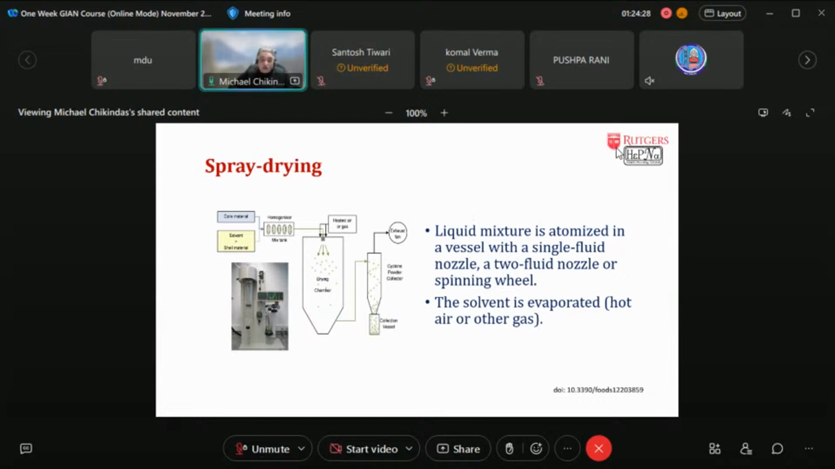Spray drying, just to give an example, schematic presentation of the picture: a liquid mixture is atomized in a vessel with a single fluid nozzle, two fluid nozzle or spinning wheel, and then the solvent is evaporated with the assistance of hot air or some other inert gas. So it's really a very straightforward process.